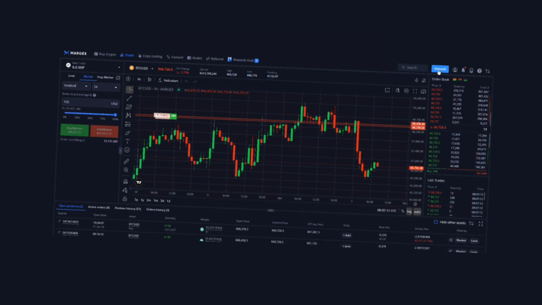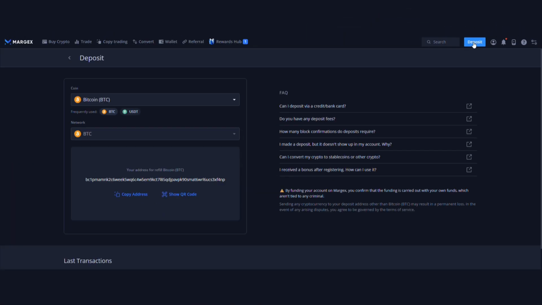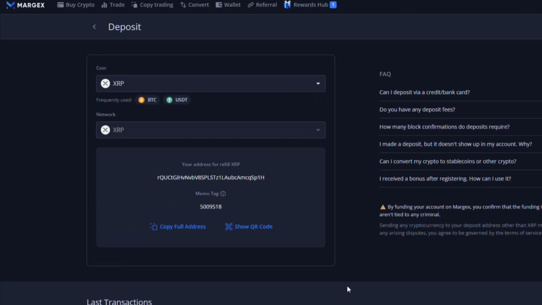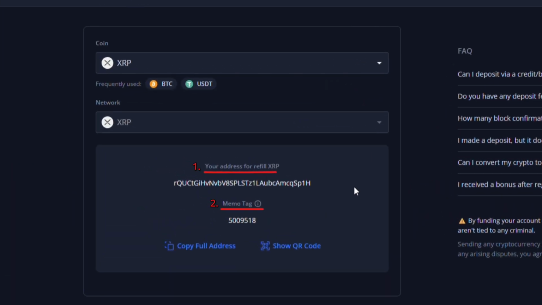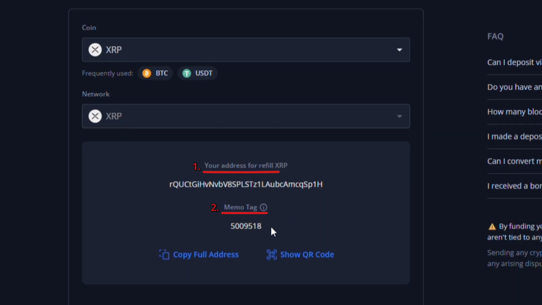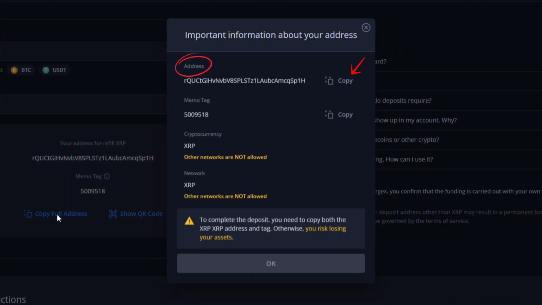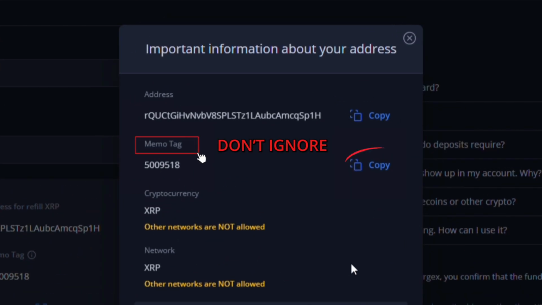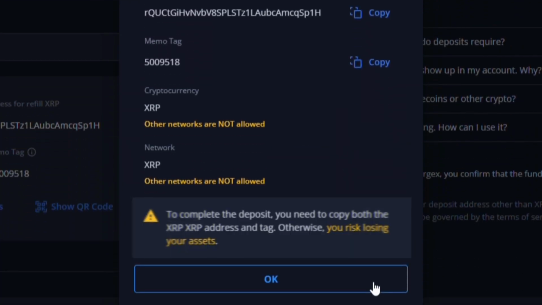Let me show you why this matters. Here on the deposit page, when you choose XRP, you usually see two important things: the wallet address and the memo. Most beginners copy only the wallet address. They see the extra line, but they ignore it. And that is where the problem starts.